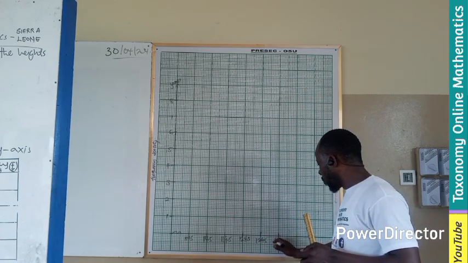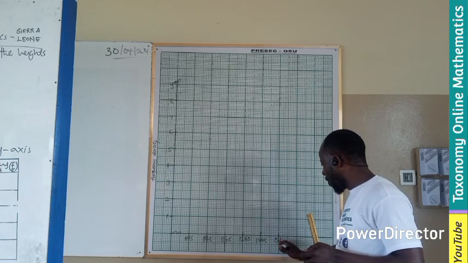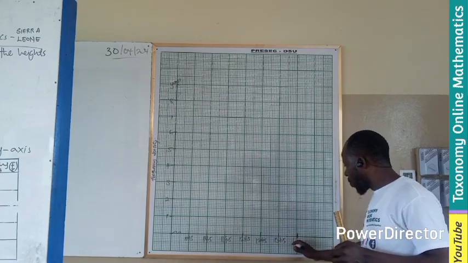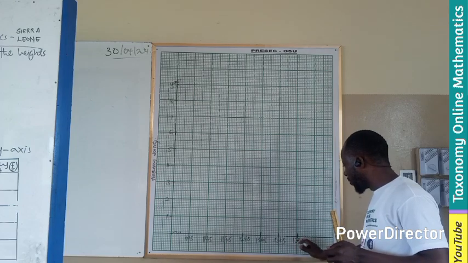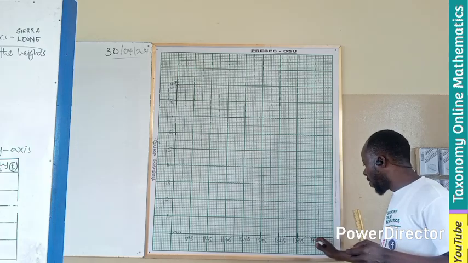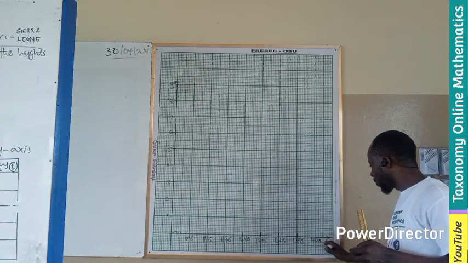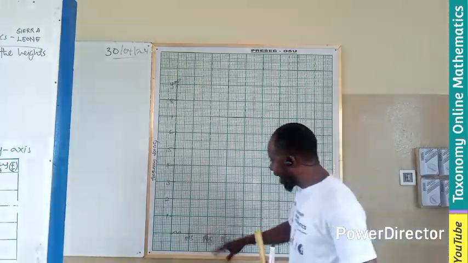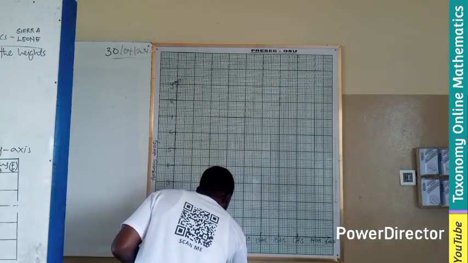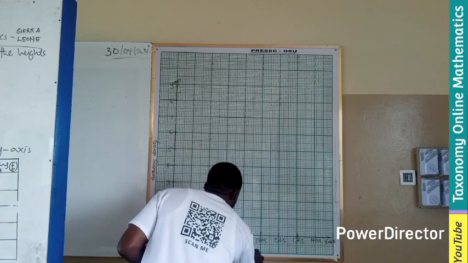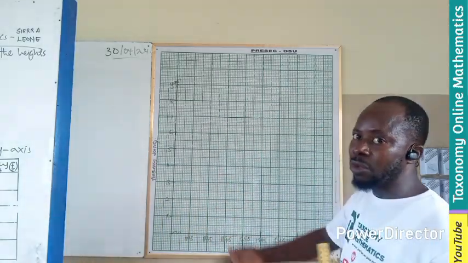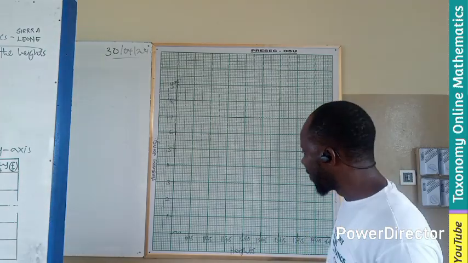You have 134.5, 139.5, 144.5. So as we have indicated, the x-axis is going to make use of height, and the y-axis, the frequency density, still using the class boundary as the starting point.